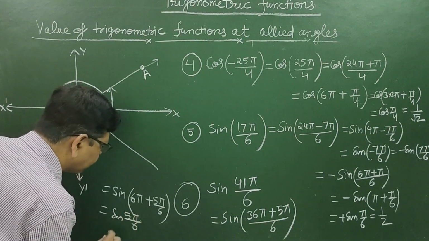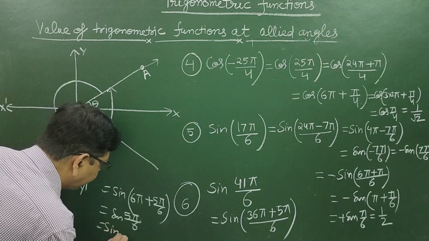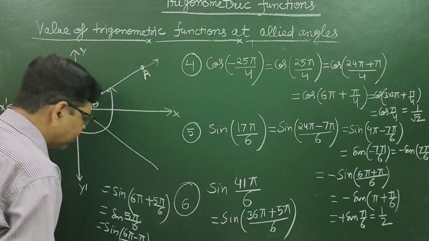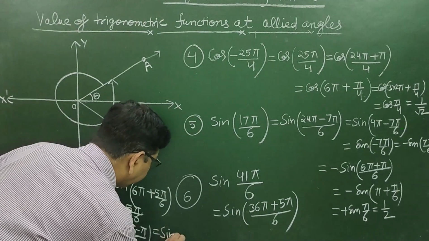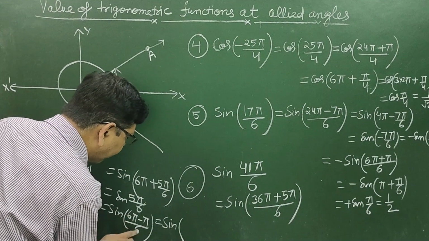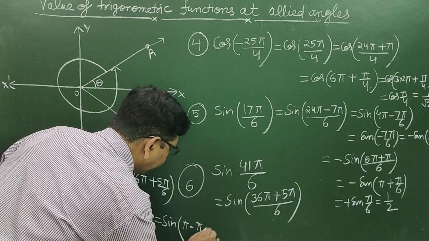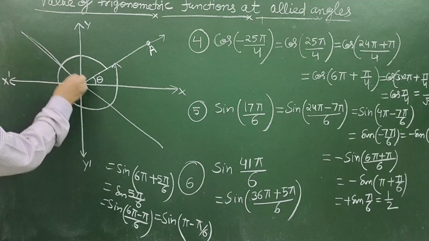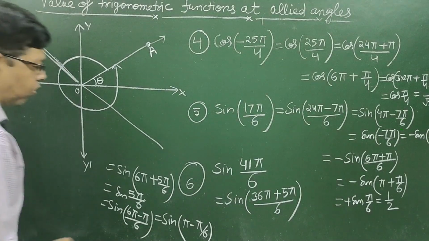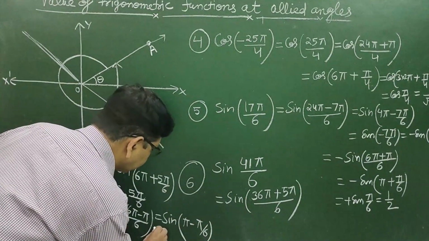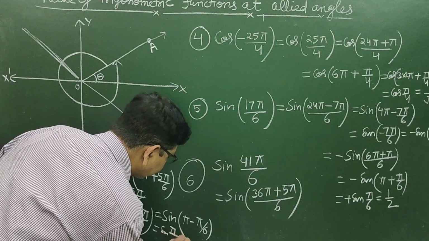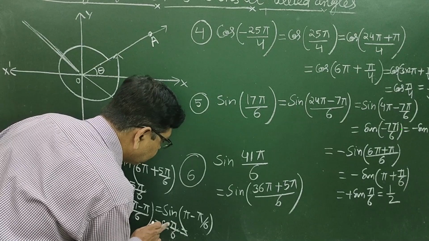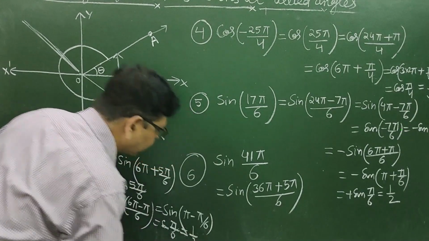5 pi upon 6 can be written as sine of 6 pi upon 6 minus pi upon 6, which is equal to sine of pi minus pi upon 6. Sine of 180 minus theta means you are in the second quadrant, and in the second quadrant sine is positive, so this is sine pi upon 6, that is sine 30. Sine 30 is equal to 1 upon 2.